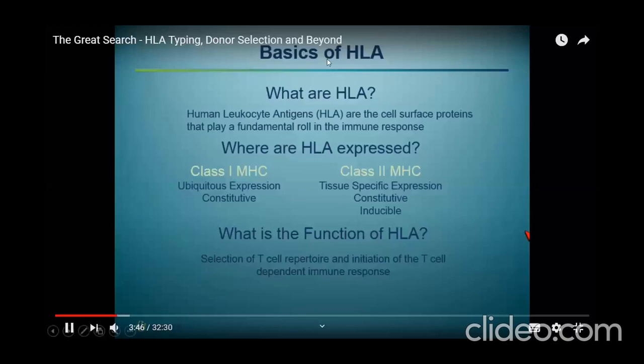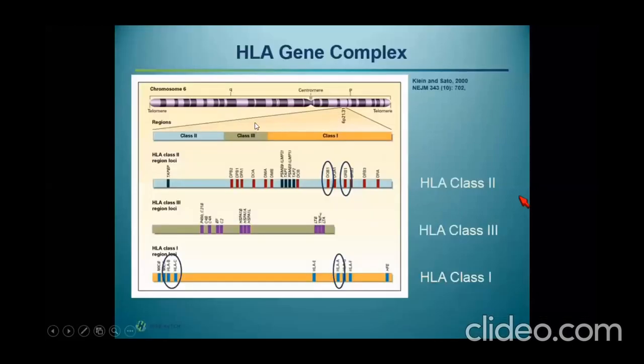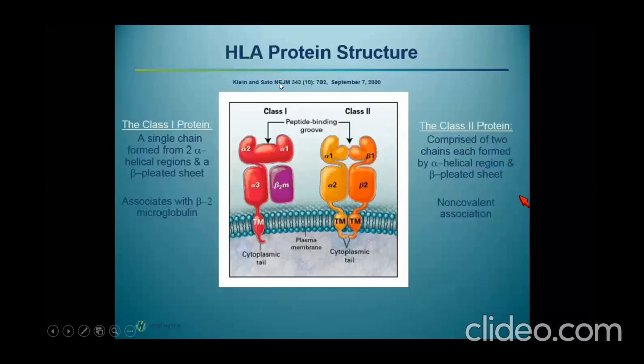Looking at the details, we looked at more abbreviations: class 1 and class 2 MHCs, and their function, specifically helping the T cells. To brush up, class 1, class 2, and class 3 are in different locations, and the order is different on the chromosome. Within each class there are different genes, which are polygenic segments. In the HLA protein structure, we already saw that class 1 has an alpha chain and only one beta chain, while class 2 has both equally.